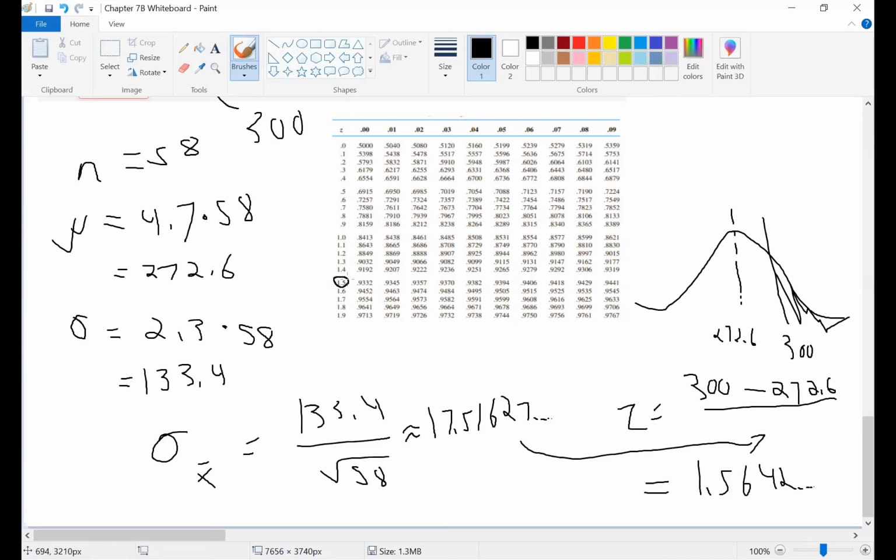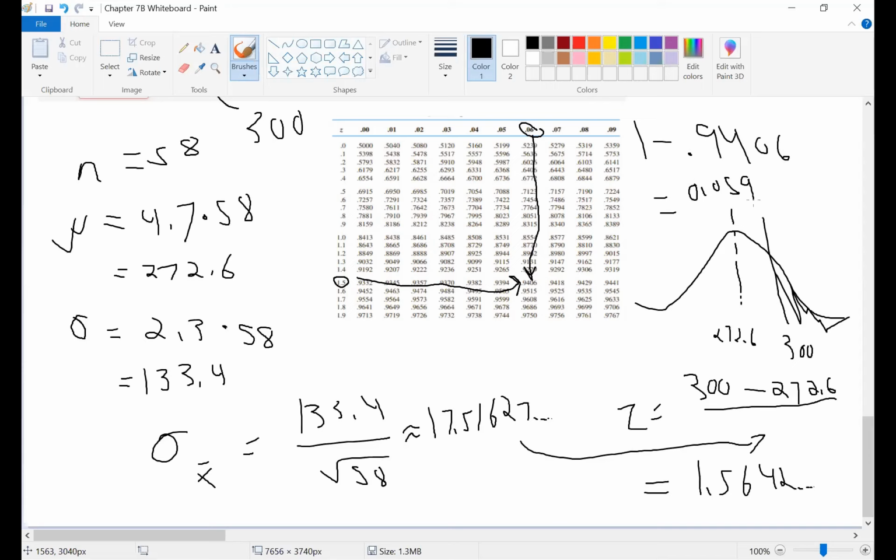We start with our 1.5. Now we need the 0.06, which is right here. Go down. That is our probability. Remember, that's to the left of it. We've got to go to the right, so we have to use the complement law. So we have 1 minus 0.9406, which we round to 3 decimal places to get 0.059. And in my case, those are the chances that, if there were 58 of you, it takes me longer than 5 hours to grade, roughly 6%.